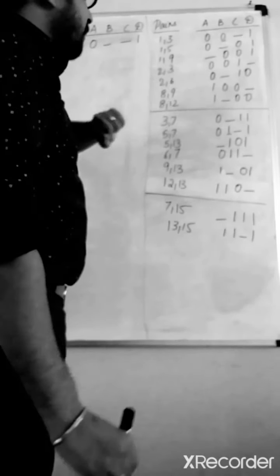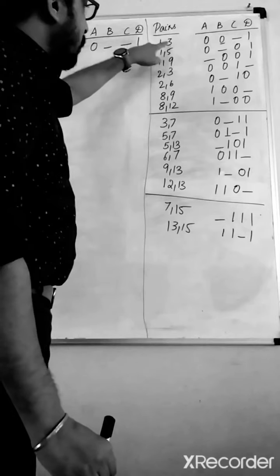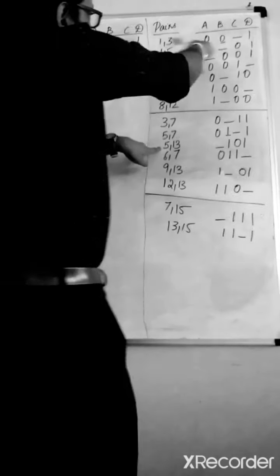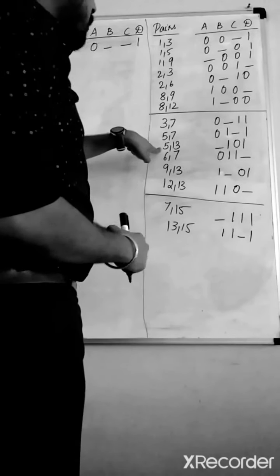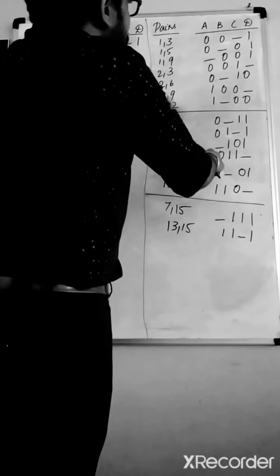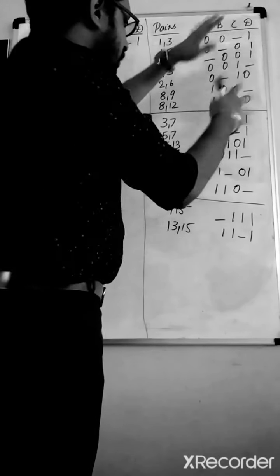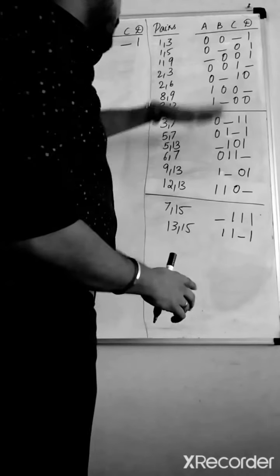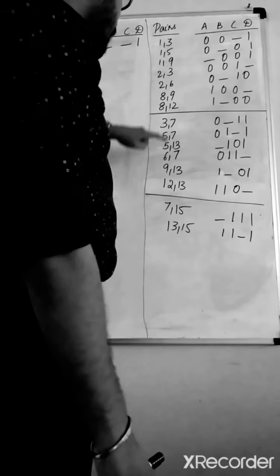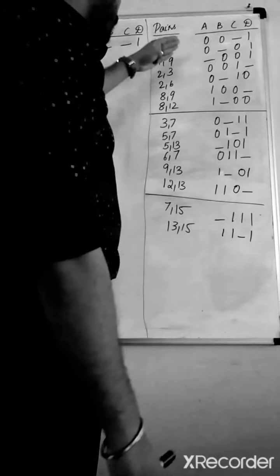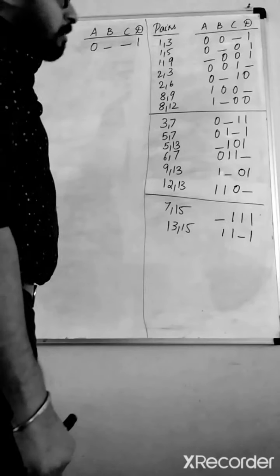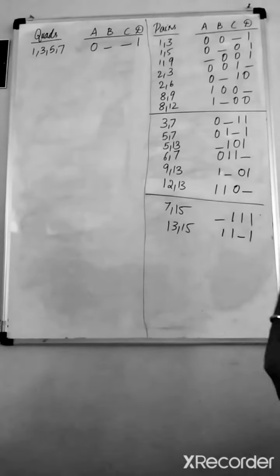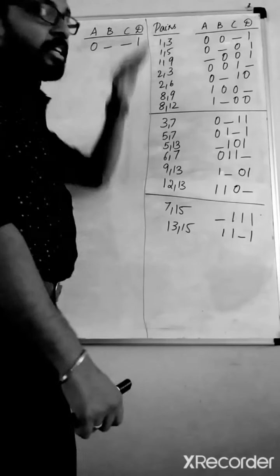1, 3, 5, 7. Okay. And after that, compare 1, 3 and 5, 13. Is it possible? No. Position is not the same. Leave it. 1, 3 and 6, 7, not possible. 1, 3, 9, 13, not possible. 1, 3 and 12, 13, not possible. Let me check. Yeah, it's true. So the comparison with 1, 3 is over.